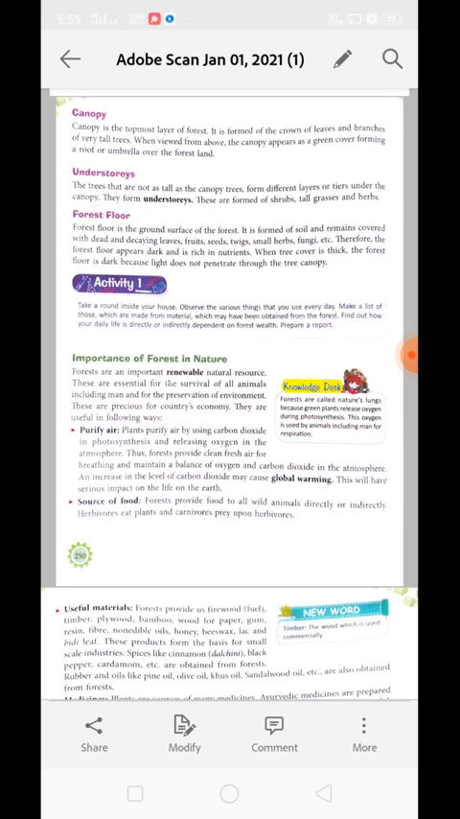The trees that are not as tall as the canopy trees form a different layer or tier under the canopy. They form the understory. These are formed of shrubs, tall grasses and herbs. Whereas, what is the forest floor? The forest floor is the ground surface of the forest. It is formed by soil and remains covered with dead and decaying leaves or fruit sheaths.